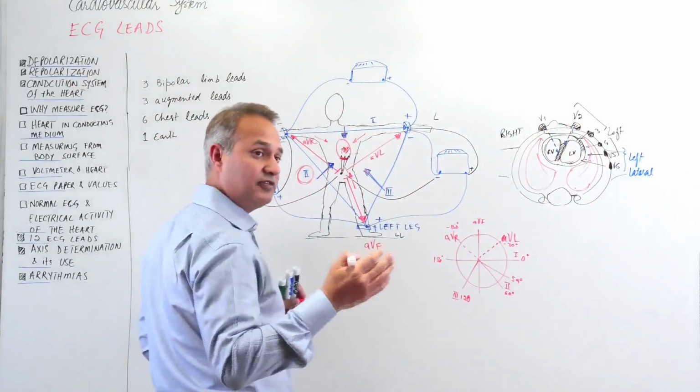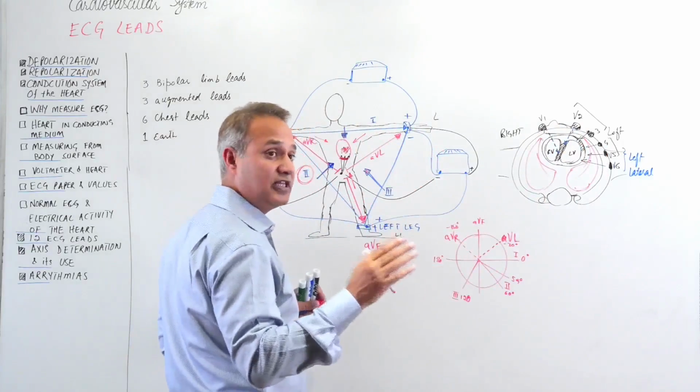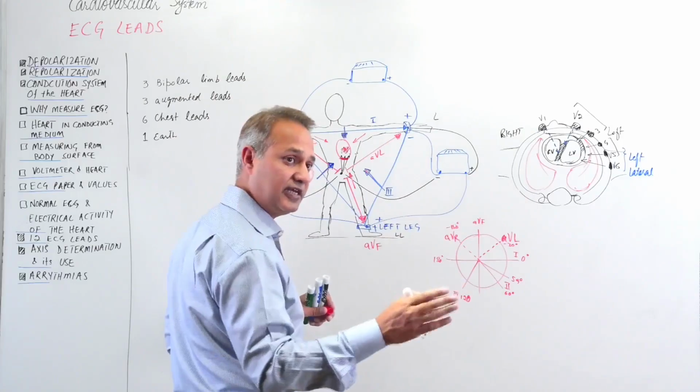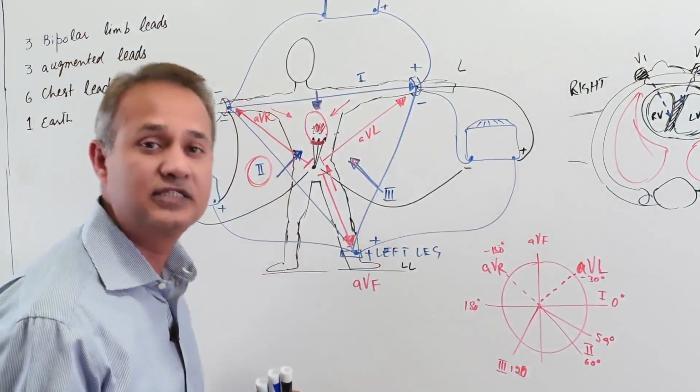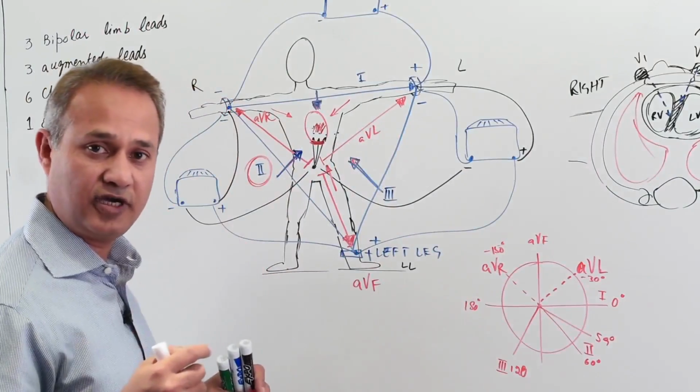So if there is a problem with the interventricular septum, which could be left anterior descending, or a problem with the anterior surface, which is also left anterior descending, then V1, 2 and some part of V3 will give you the septum and anterior surface of the heart.